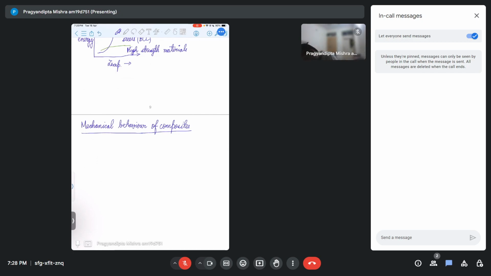Upon addition of reinforcement. So the behavior, or characteristics, of a composite will depend on what kind of matrix and what kind of reinforcements we are adding. Okay. So let me just talk about the characteristics now itself.